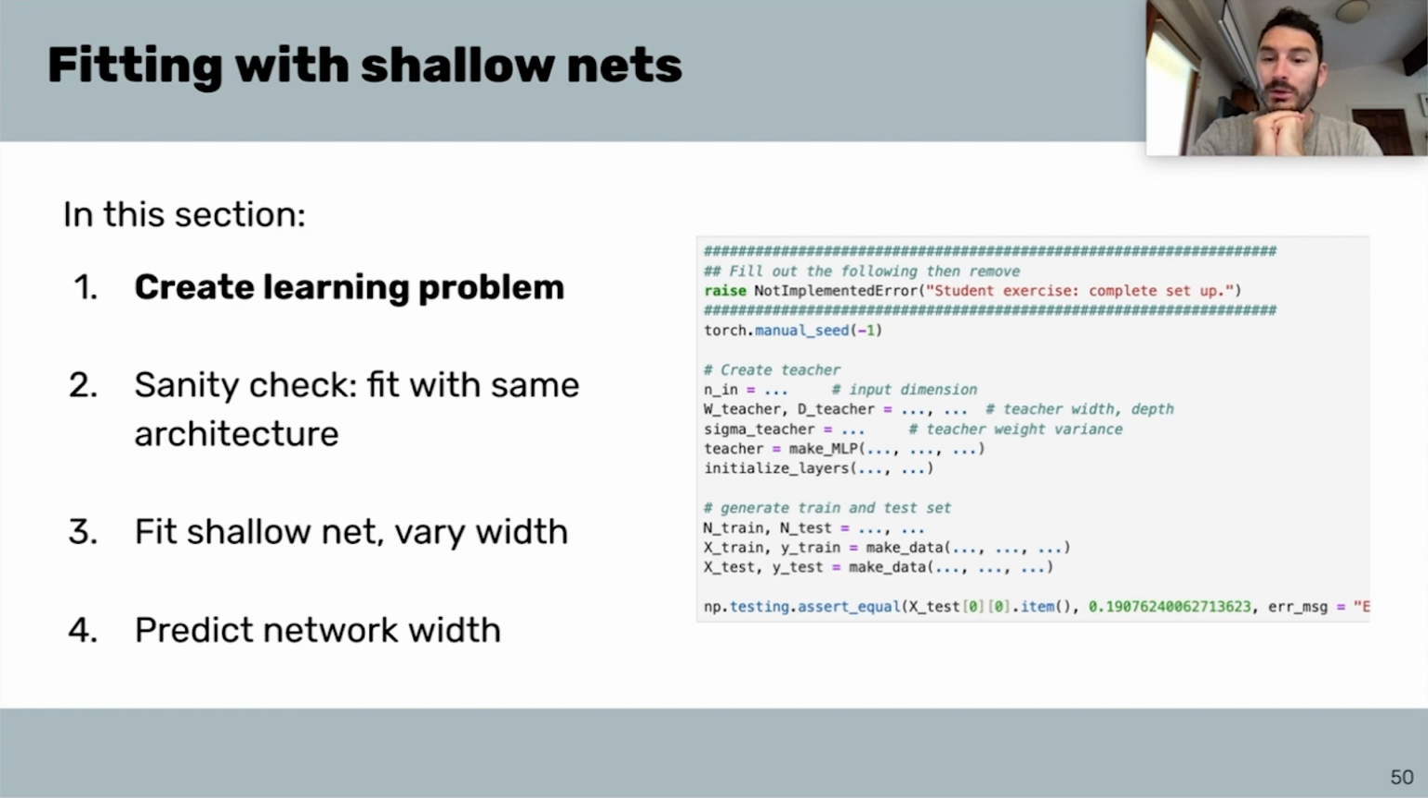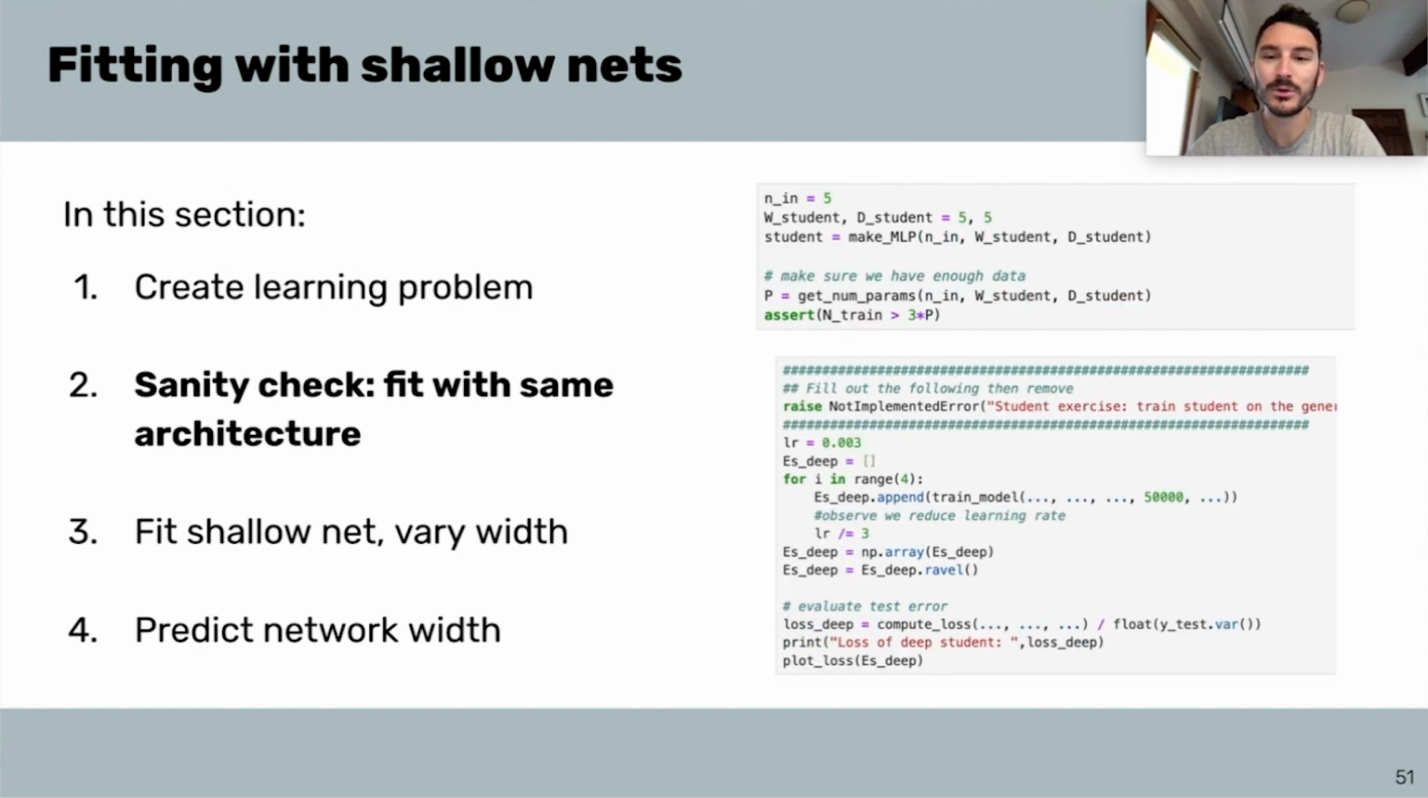So to create your learning problem, you're going to instantiate a teacher network with a given width and depth. You'll look at the instructions for the specific parameters. And then once you've created that teacher network, you can use it to generate a training set, input and output, and a test set, input and output. So that's your first step.